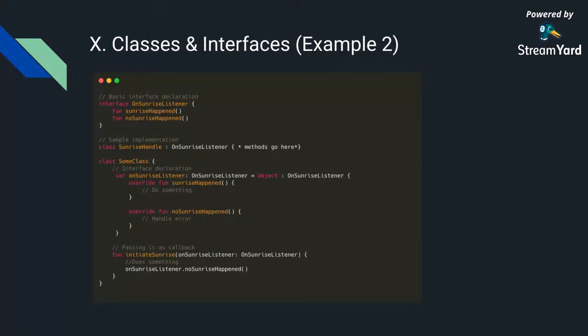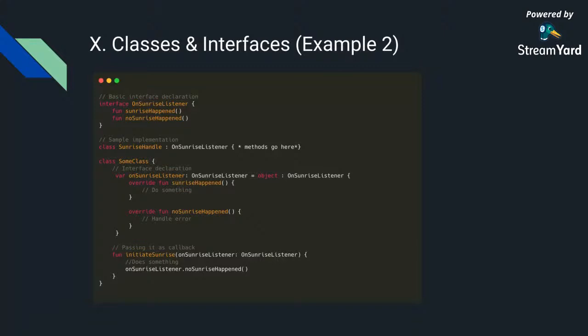Then there is a method called initiate sunrise. In this method, I'm taking the parameter of this interface, and let's say the function is initiating sunrise, it's doing something, and at the end, I need to be notified of it, right? So I'm calling on sunrise listener, which is passed, and I'm saying no sunrise happened if, let's say, some error occurred, and then it will go to the code which is handle error. This is how you do a callback kind of strategy with interfaces in Kotlin and in OOP in general.